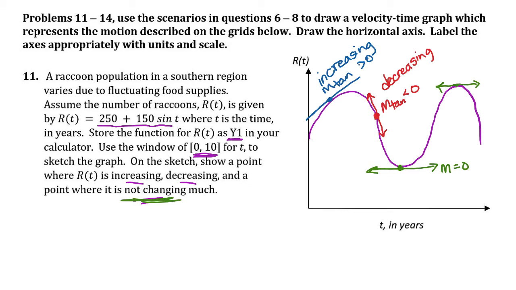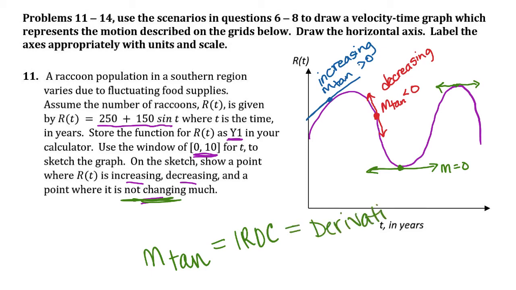Now every time we talk about all of this increasing and decreasing and the slope of the tangent lines, we can really associate the slope of the tangent line with the instantaneous rate of change, which is the derivative. Very important that we connect all of those. Very, very important.